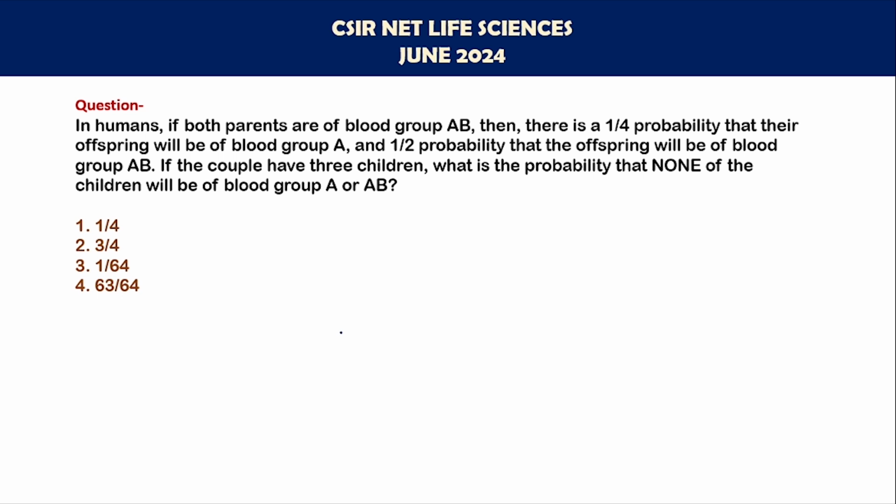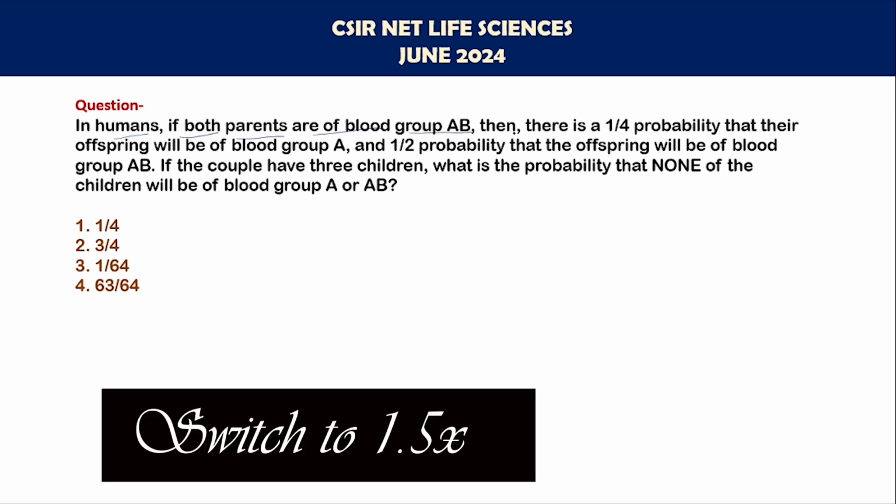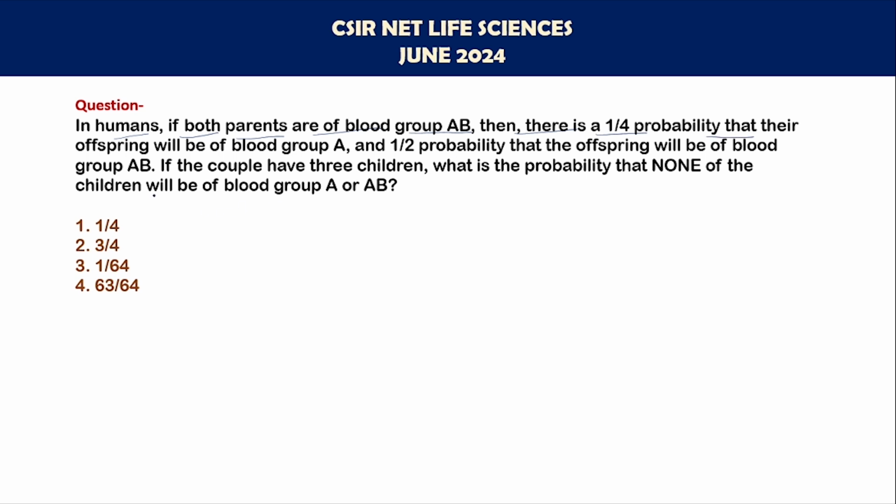So let's get started. So the first question here is: in humans, if both parents are of blood group AB, then there is a probability of 1 by 4 that their offspring will be of blood group A, and 1 by 2 probability that the offspring will be of blood group AB. So suppose the parents, it's given over here, have the blood group AB.